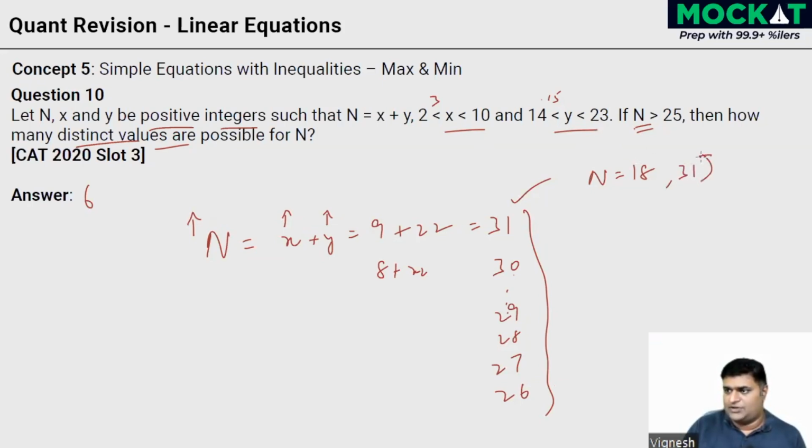The range of it is going to be 18 to 31. All possible values from 18 to 31, the integers. n greater than 25 is what qualifies, so it's only 6. Typically what they'll ask in these questions is how many x, y ordered pair values satisfy this, and all of that. We have to read the question carefully. That's not what is asked. How many distinct values are possible for n? 26 to 31. That's it.